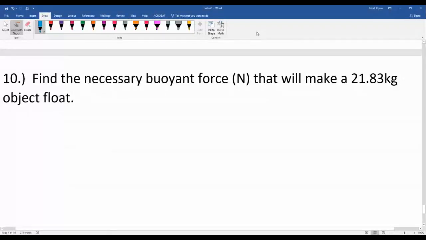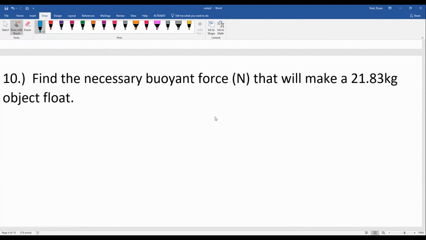All right, so last one in the group. We have something here called buoyant force. This is going to be important a little bit later on when we have a chapter that involves more types of forces and stuff about fluids.